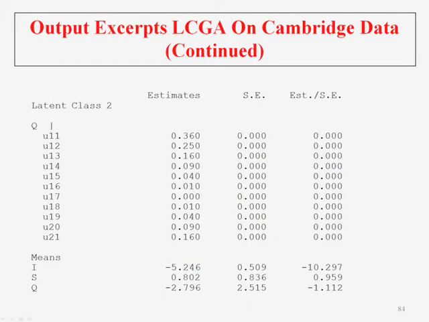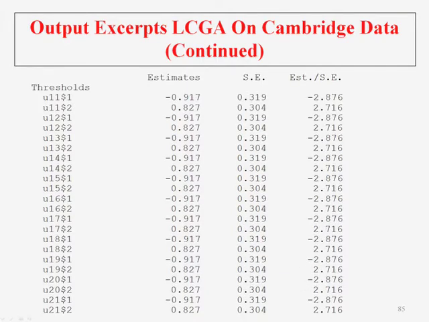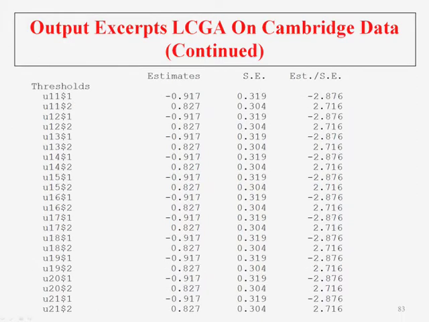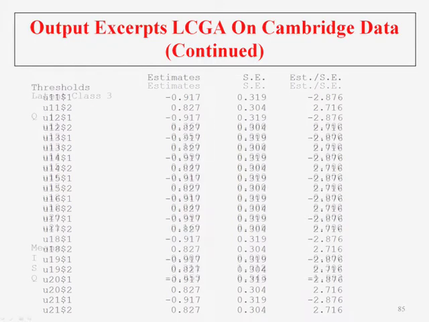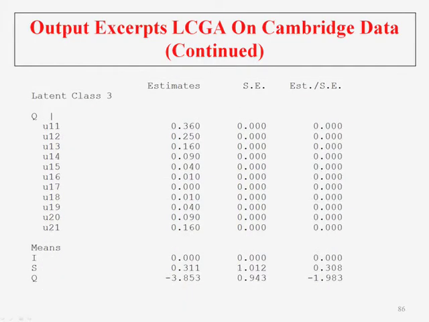the other classes. So let's take a look now at latent class 2, where we're not showing the full output, we're just showing Q bar and the means and the thresholds. So if you look at the thresholds for class 2 and then you go back and you look at the thresholds for class 1, they're equivalent. And then latent class 3, we also don't show the full results.